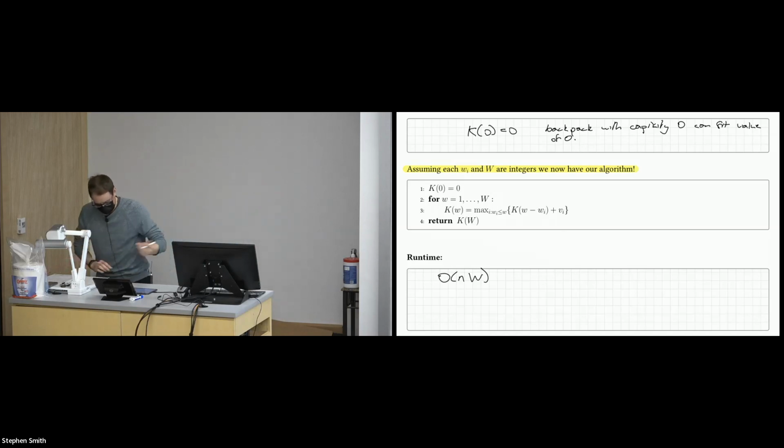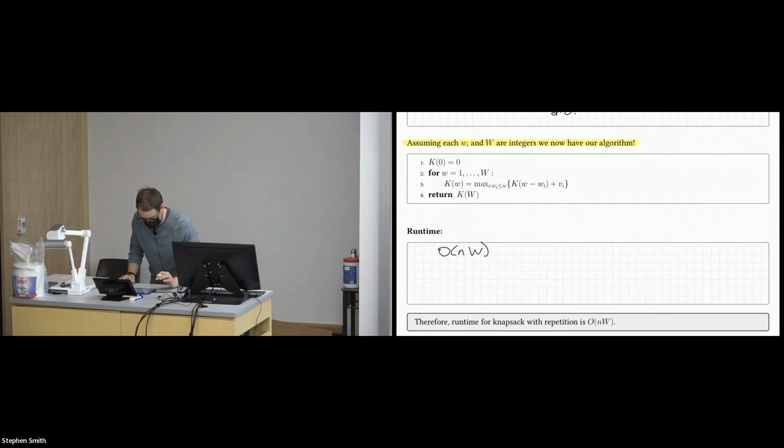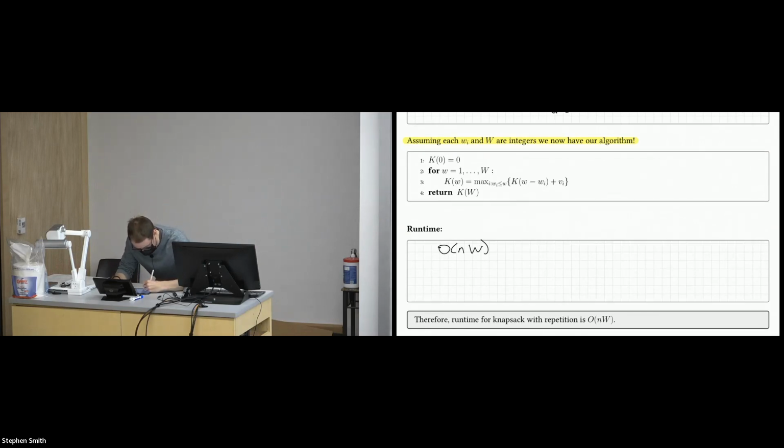And I was commenting, but I didn't write it down. So this will just be the last part on this, is that the runtime depends on W. This is the value of the input, not the size or number of bits.